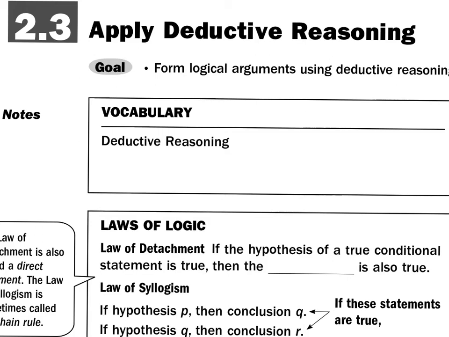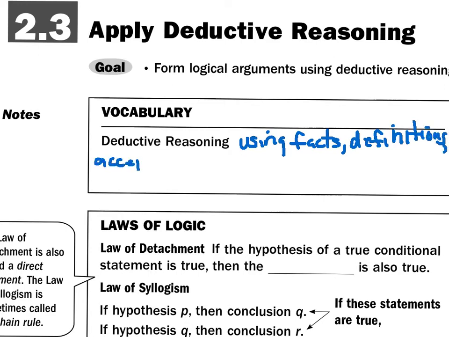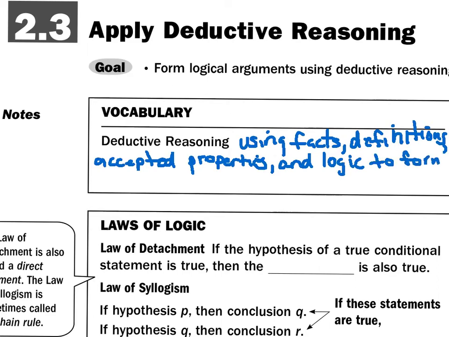2.3. Apply deductive reasoning. What is deductive reasoning? Deductive reasoning is using facts, definitions, accepted properties, and logic to form a logical argument.